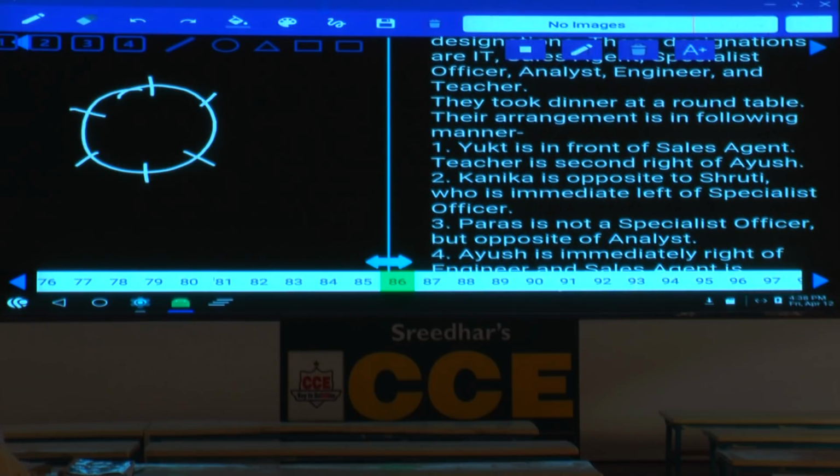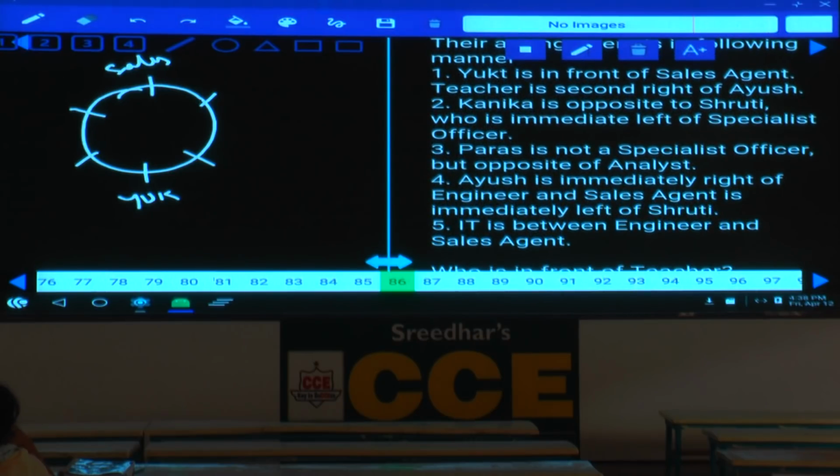Their arrangement is as follows. Yukta is in front of the sales agent. Yukta is in front of the sales agent means Yukta and the sales agent are opposite to each other. Hence if you take Yukta at this place, the sales agent is opposite to her. The teacher is seated second to the right of Ayush. Hence this must be the teacher. As of now we cannot represent the data. And Kanika is opposite to Shruti.